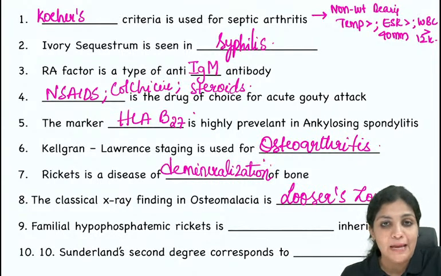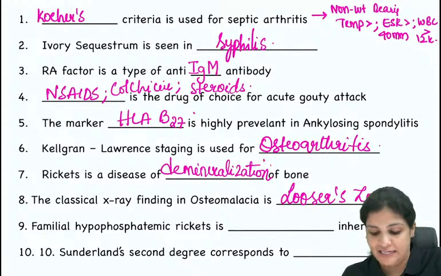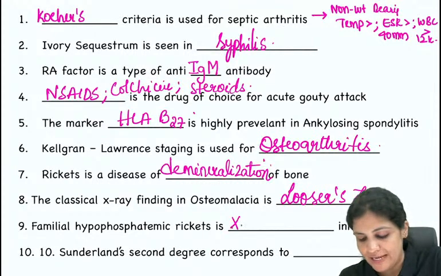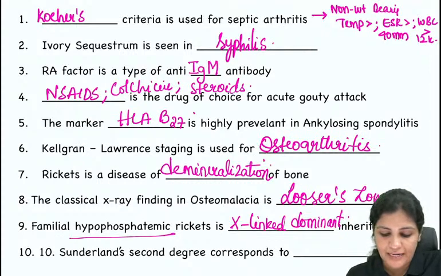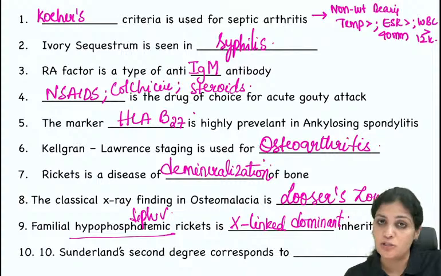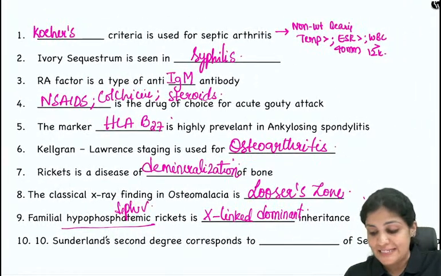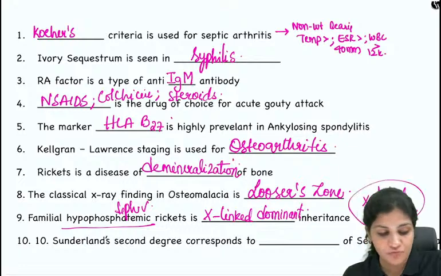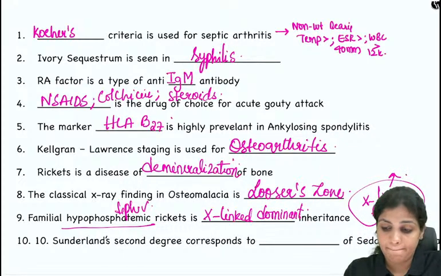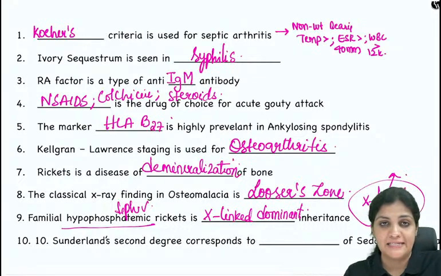And familial hypophosphatemic rickets is dash inheritance. Usually it is X-linked dominant. So what is this hypophosphatemic rickets? That means there is a decrease in phosphorus. So whenever there is a decrease in phosphorus, there is also demineralization. This is called X-linked dominant. If it is X-linked recessive, what is that called? A specific name is given for X-linked recessive hypophosphatemic rickets. What is that name? It is called dash disease.